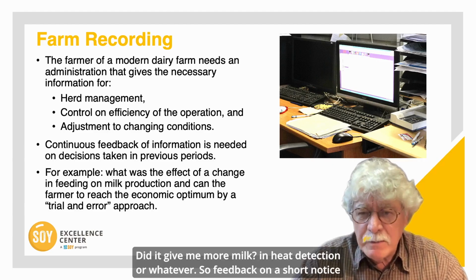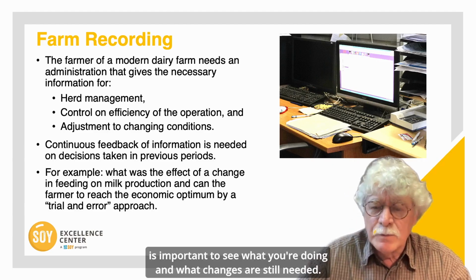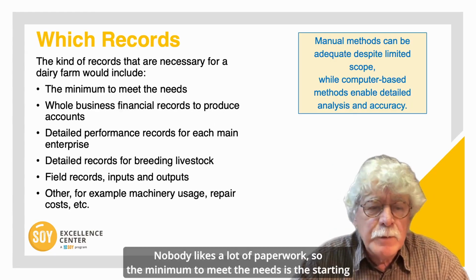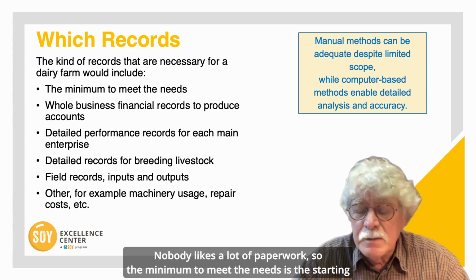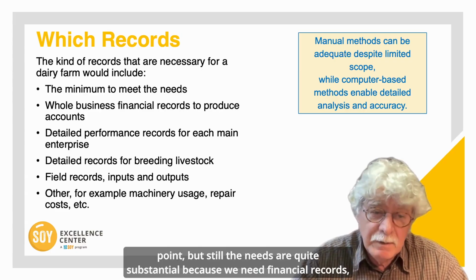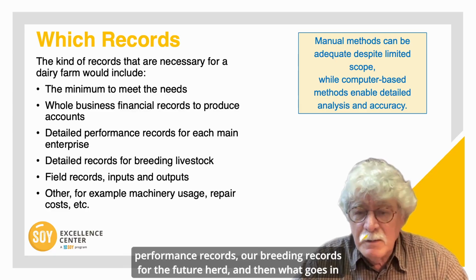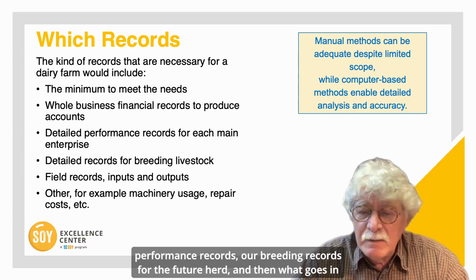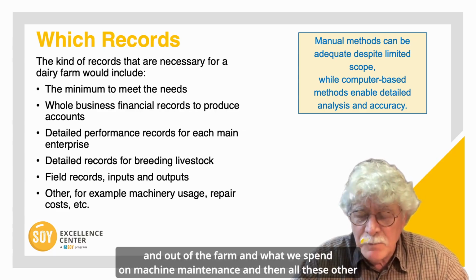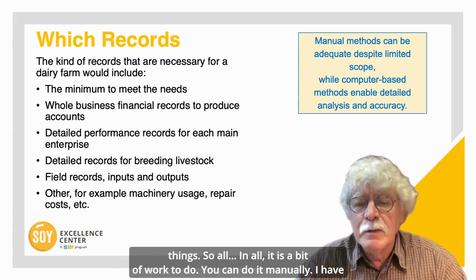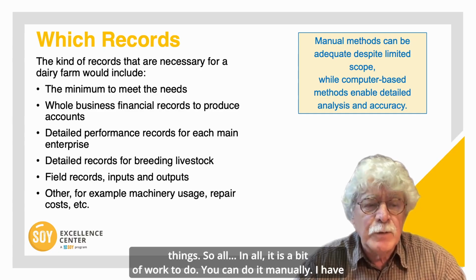So feedback on a short notice is important to see what you're doing and what changes are still needed. Nobody likes a lot of paperwork, so the minimum to meet the needs is the starting point, but still the needs are quite substantial because we need financial records, performance records, our breeding records for the future herd, and then what goes in and out of the farm and what we spend on machine maintenance and all these other things. So all in all, it is a bit of work to do.